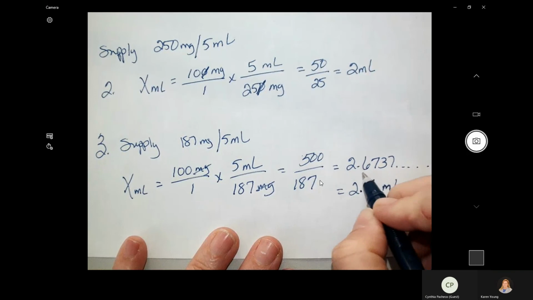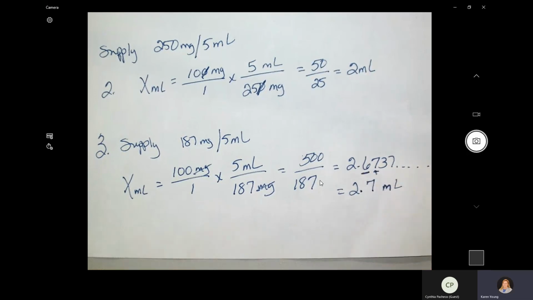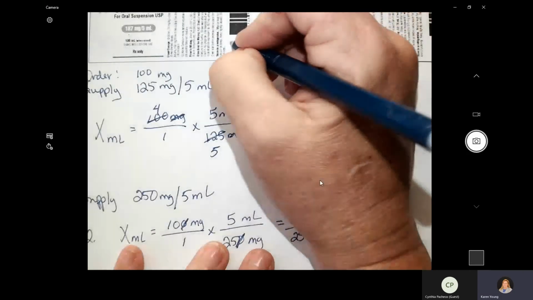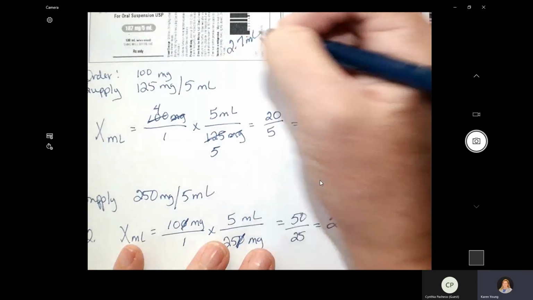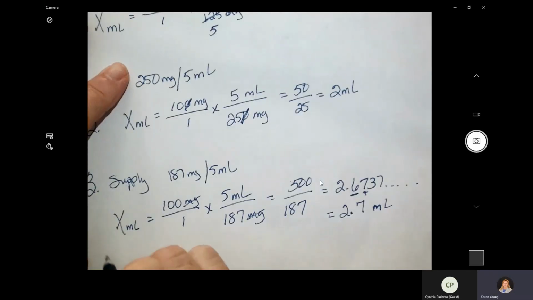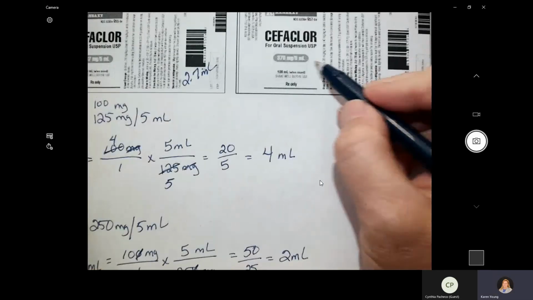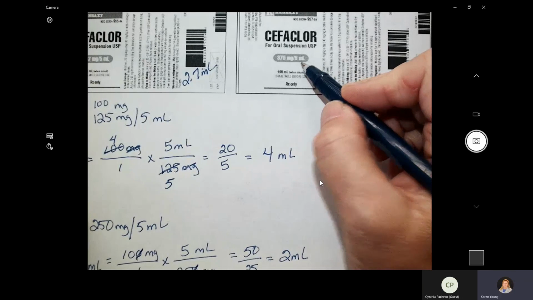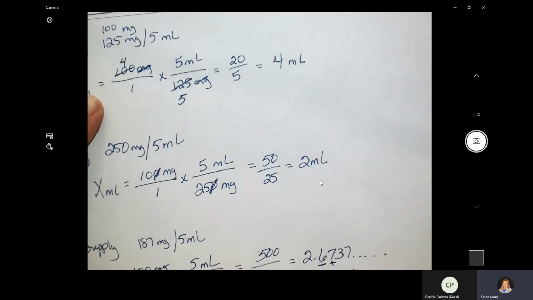milliliters. Because I'm rounding it to the tenth, so I look at the 7, which makes that 6 go up 1. So number 3 was 2.7 milliliters. I'm almost out of room for number 4. All right, so number 4 has 375 milligrams per 5 milliliters.